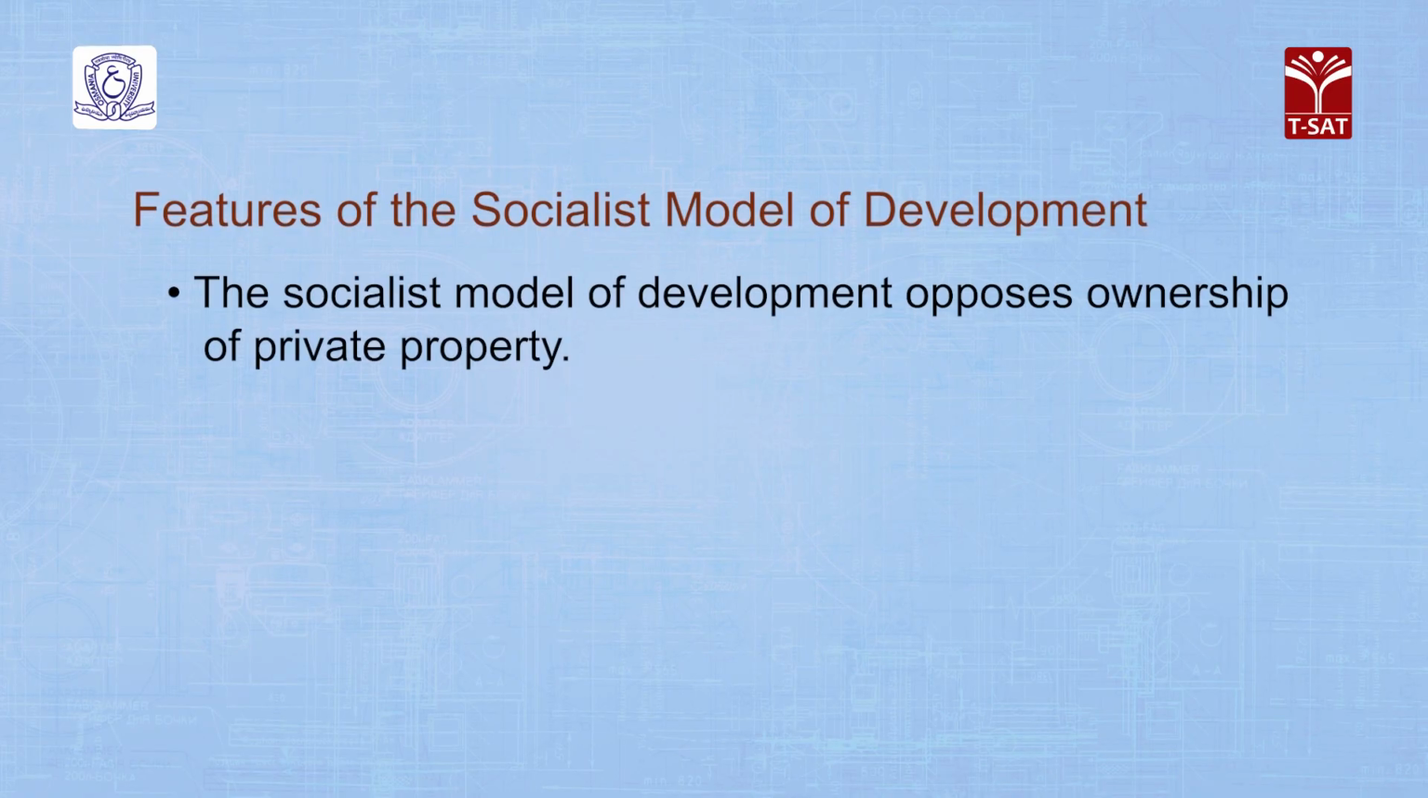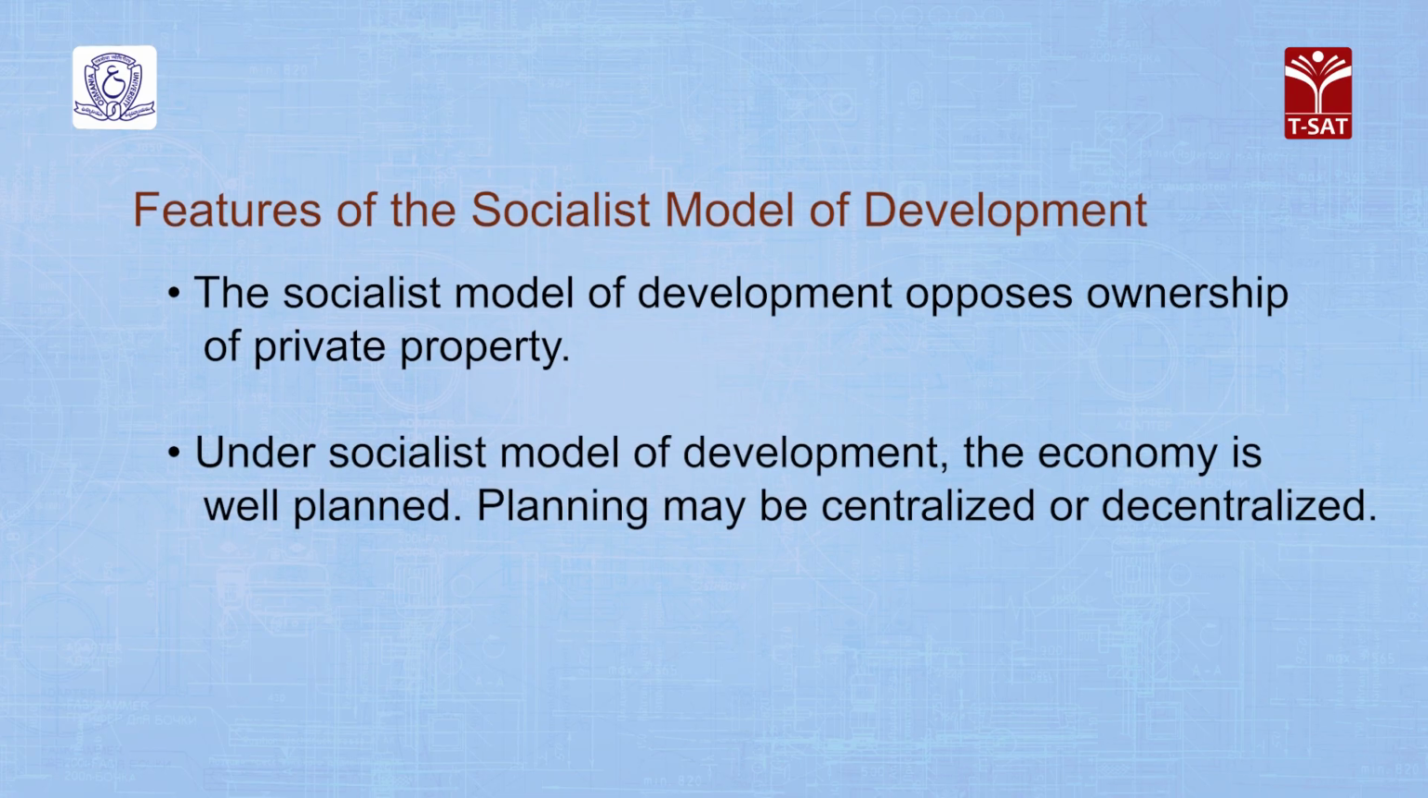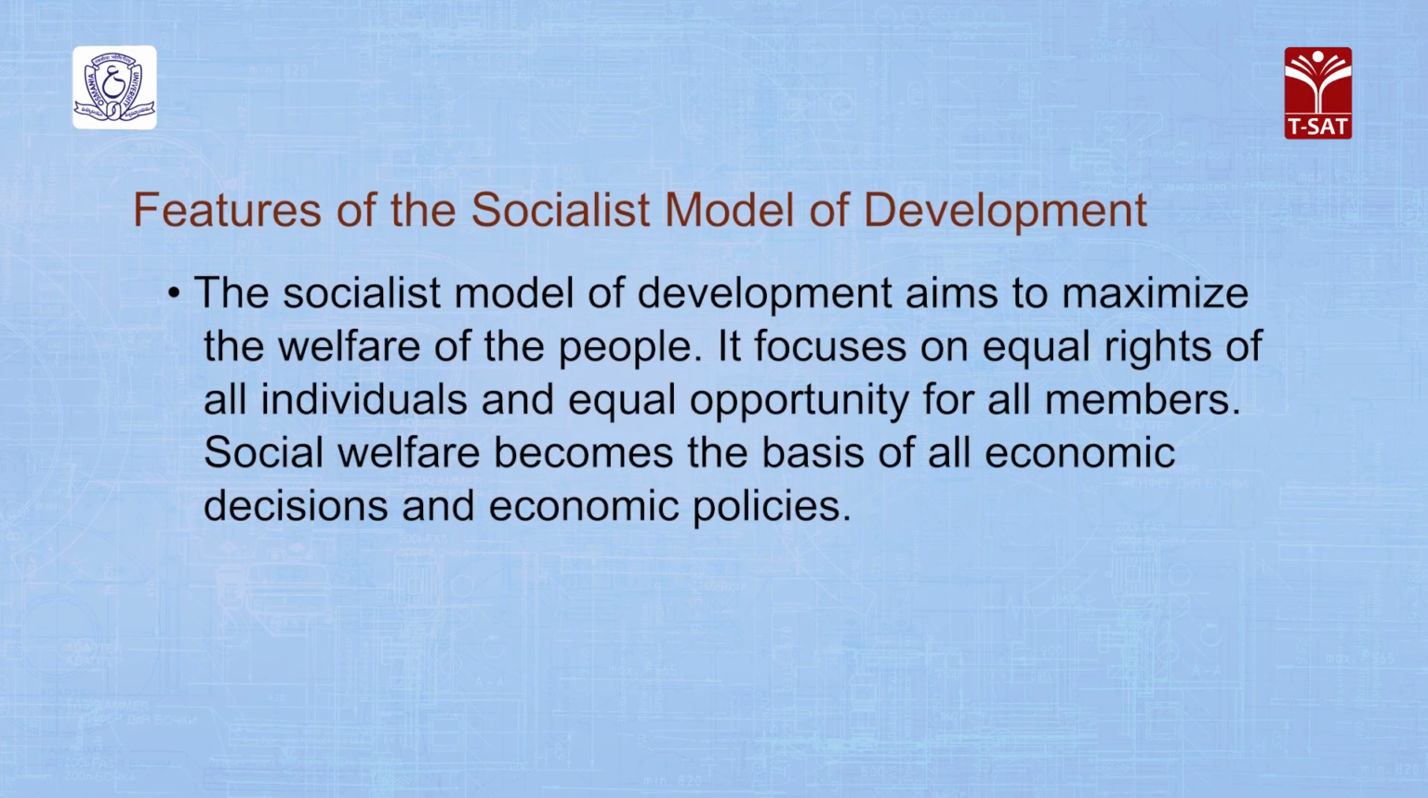When we discuss the features of the socialist model of development, it has its own typical features, which can be stated through these dimensions. The socialist model of development opposes ownership of private property. Under the socialist model of development, the economy is well planned. Planning may be centralized or decentralized. The socialist model of development aims to maximize the welfare of the people. It focuses on equal rights of all individuals and equal opportunity for all members.